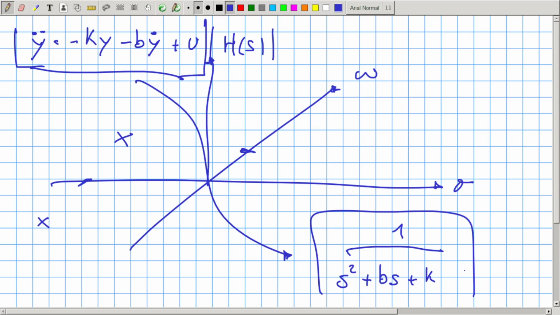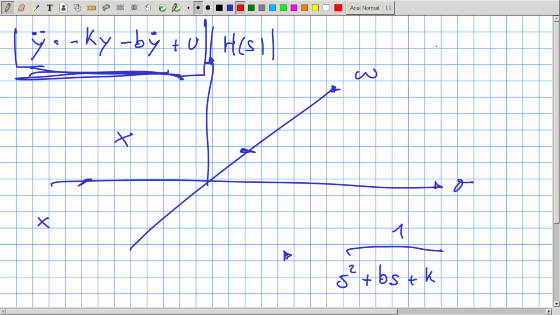Together, people? 1, 2, 3. Perfect. What shall I do to the spring mass system so as to have it not BIBO stable? How do I have to modify my spring mass system so that it's not BIBO stable? Discuss?